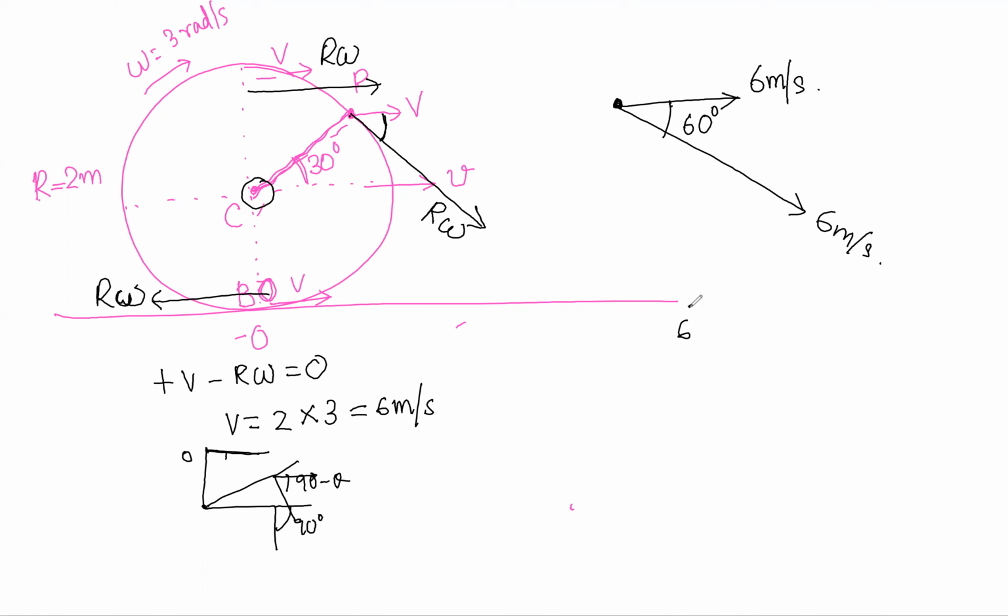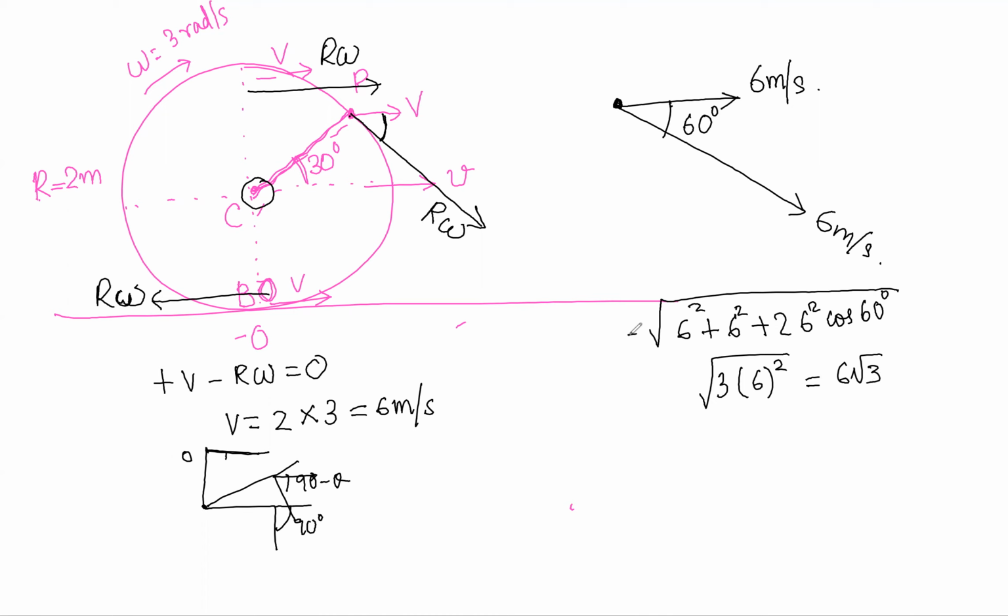कैसे निकालोगे, 6 का स्क्वायर प्लस 6 का स्क्वायर प्लस 2 इंटू 6 का स्क्वायर इंटू cos 60. और 60 कितना होता है, हाफ होता है. तो you can just simply say that this is 3 times 6 का स्क्वायर, which just makes it 6 root 3. So that is the magnitude of v net. So if the question is asking you what is the magnitude of the velocity, it is equal to 6 root 3.